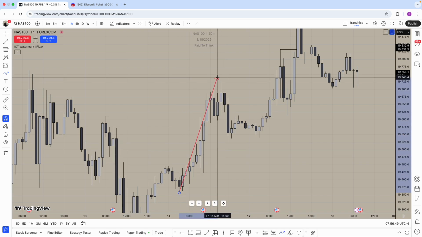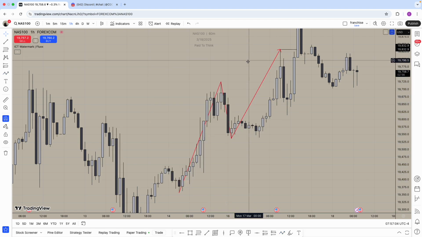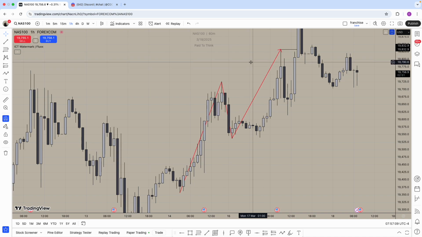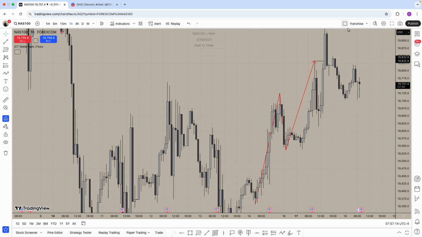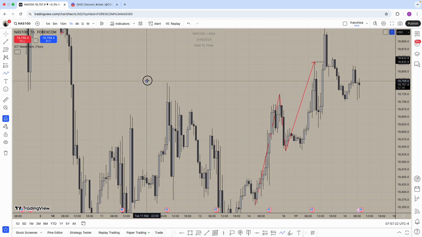High, low. There would have been some sort of imbalance within this big wick and that big wick. Okay, what's this? Market maker buy model into this buy side liquidity. Now when we get our reversal PD array, we're not then going to find buys. We're either going to find shorts or we're not going to trade until we come back in, because we know price moves like this, not like this.